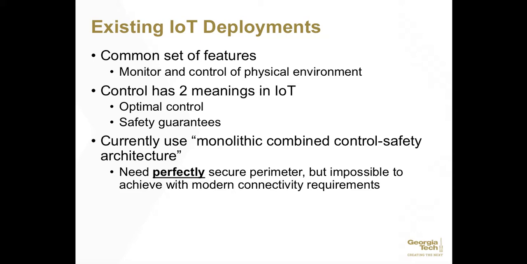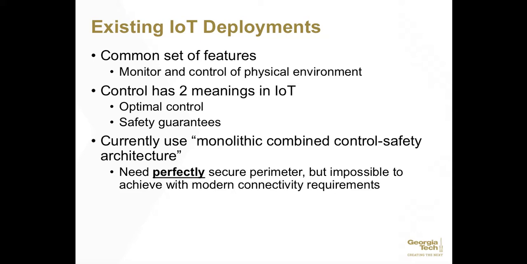IoT control refers to both optimal control, meaning the overall optimal power for minimal overall cost, or we can think of as best value, and safety guarantees, meaning the prevention of instability within the system. This is very similar to SCADA systems that are currently deployed in the industrial setting.